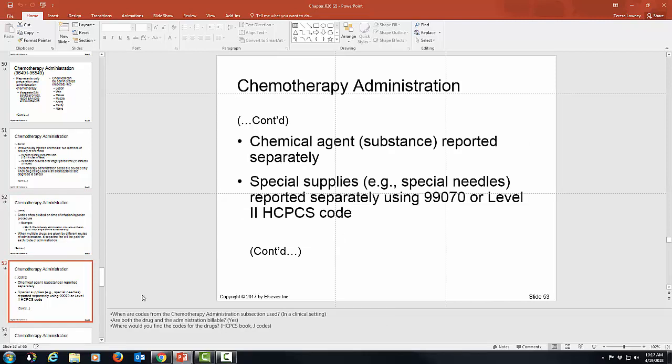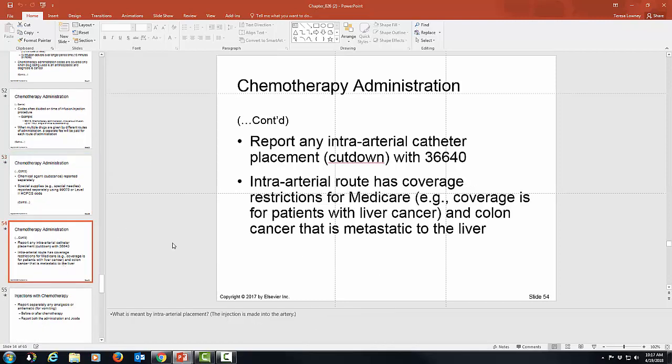Those are your supplies, and any special supplies, special needles, anything else that you need to do. You need to find those drugs in your HCPCS book, and they're all J codes, and they're all generic. And then if there's any kind of a cut down, an intra-arterial catheter placement, you need to make sure that you're coding that. That coverage has restrictions for Medicare. So, for example, patients who have liver cancer and colon cancer that is metastatic to the liver, you need to make sure that you're finding out which diagnosis is applicable.